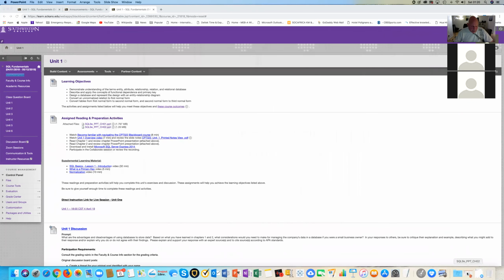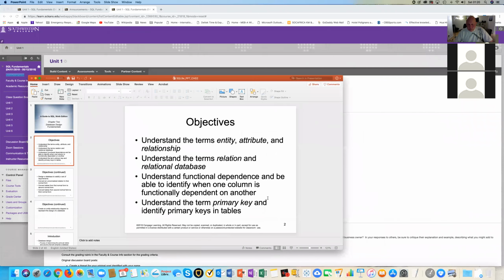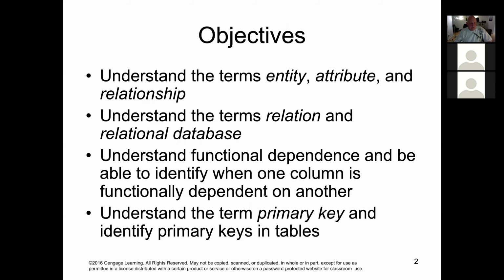So in Chapter 2, the objectives are to understand the terms entity, attribute, and relationship. Also to understand the terms relation and relational database. You should be able to understand functional dependence, and be able to identify when one column is functionally dependent on another. The key in any SQL database is the primary key, and you're going to need to understand the term primary key and identify primary keys in a table.